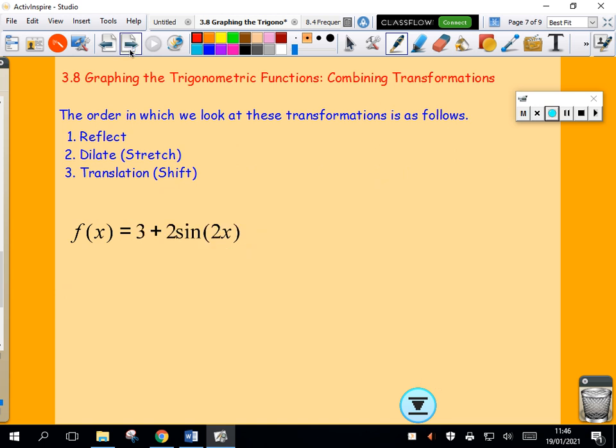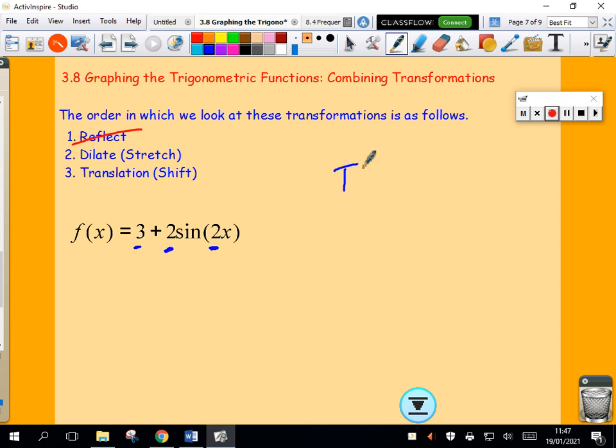Look at a specific example here: 3 plus 2 sine 2x. The first thing I'm noticing is there are no reflections, so we don't have to worry about reflections, but there are stretches. There's this horizontal stretch and this vertical stretch. And then there's this vertical translation. Now notice the bigger the coefficient of x is, the smaller the period is. The bigger this value is, the bigger the amplitude is.